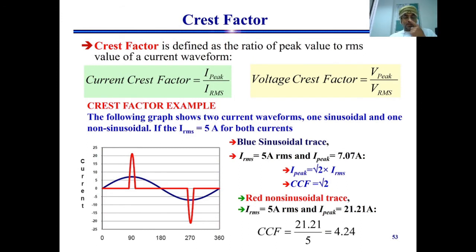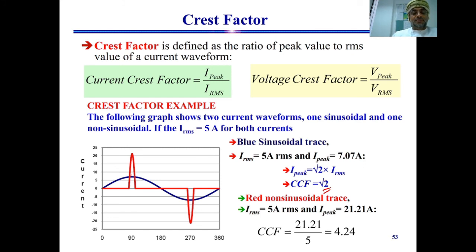Okay, crest factor. They define the crest factor as the ratio between the peak current to the root mean square current. So over here, let us say that we have a sinusoidal current with a peak current of around 7.07 ampere, and of course the root mean square will be 7.07 divided by root 2, that will be around 5. So the crest factor over here will be root 2.